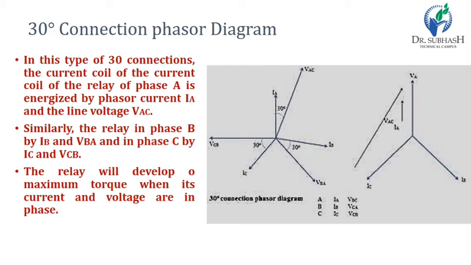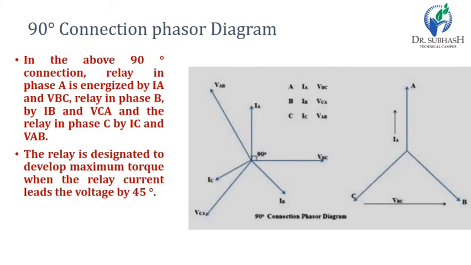The relay will develop maximum torque when its current and voltage are in phase. So in the 30-degree connection phasor diagram, we can develop maximum torque at 30 degrees.